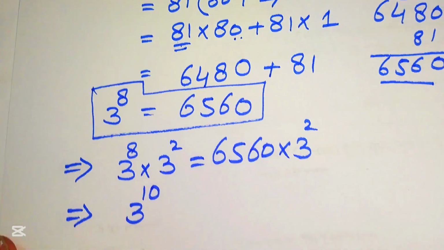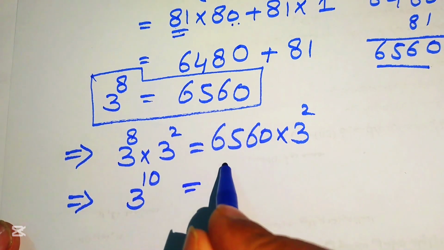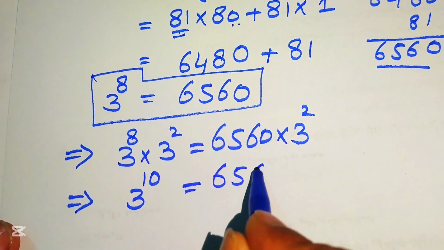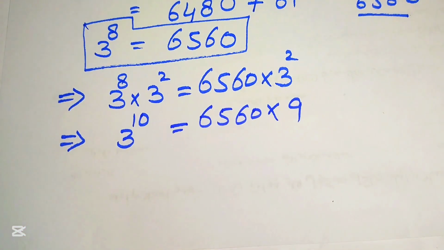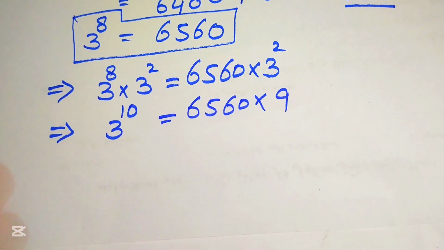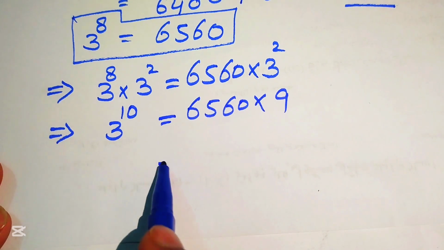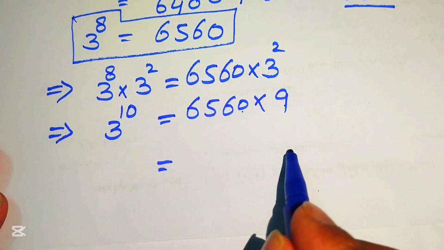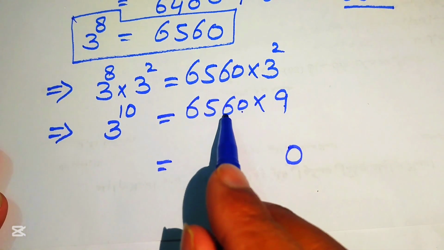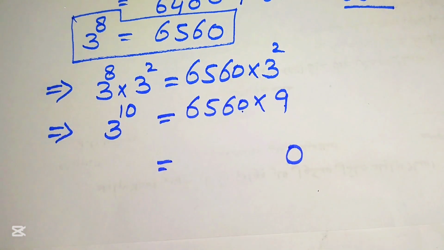Now 3 squared equals 9, and we write it as 6560 multiplied by 9. Here we again multiply this number by 9 without using the calculator. When you multiply 9 times 0, we get 0, and 9 times 6 is 54.